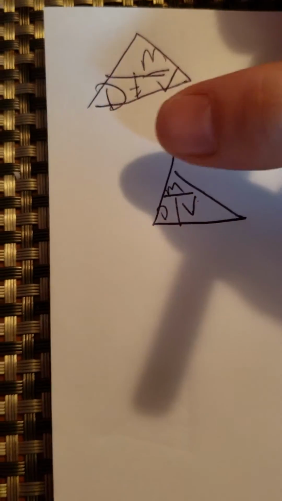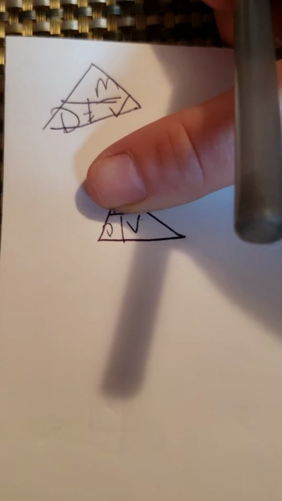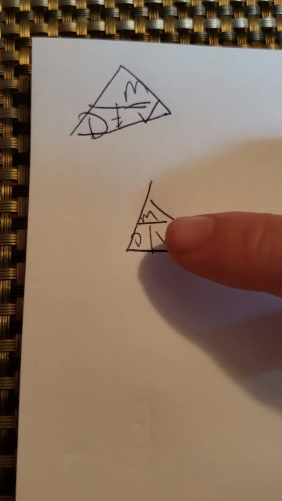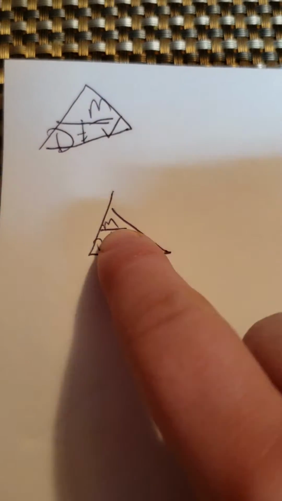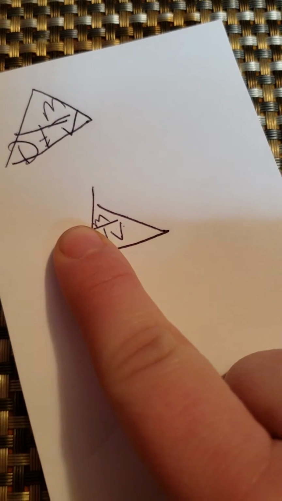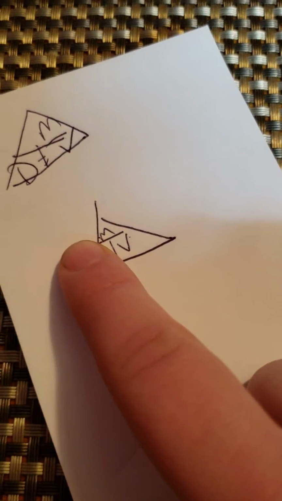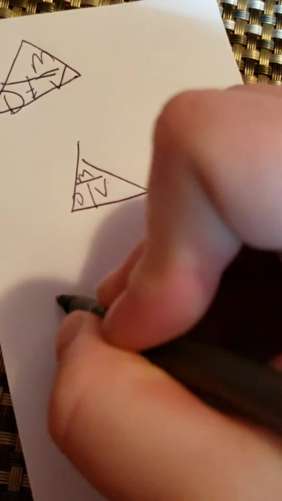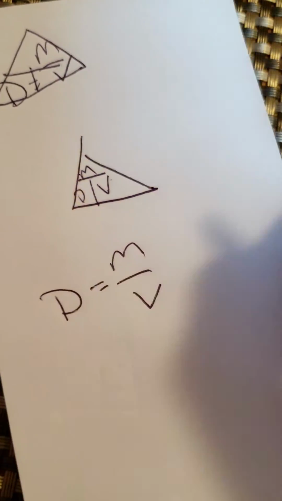If we're trying to find mass, we just cover up the M and we know that it's density times volume. If we're trying to find the volume, we cover up V and we know that it's mass over density. And if we're trying to find the density, we cover up the D and we know that it's mass over volume. But if that's not your style, or you can't remember the triangle, you can always just remember density equals mass over volume.